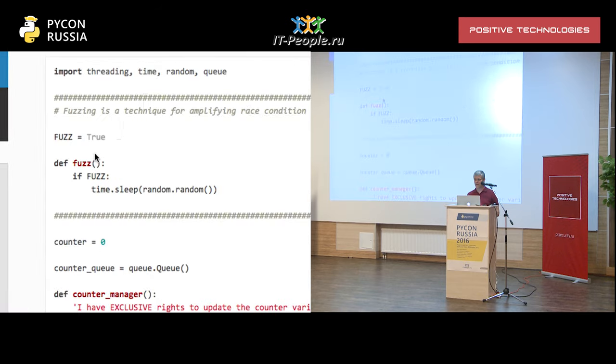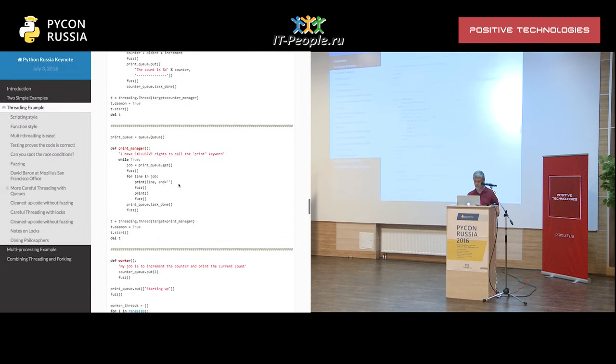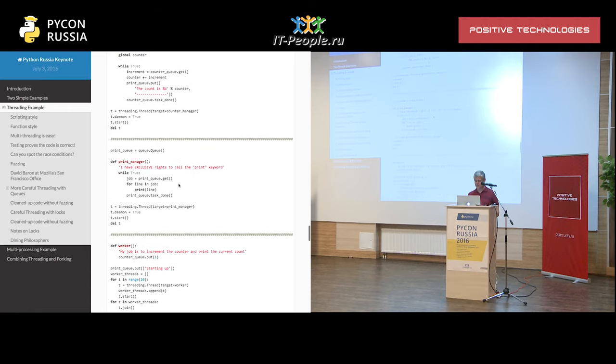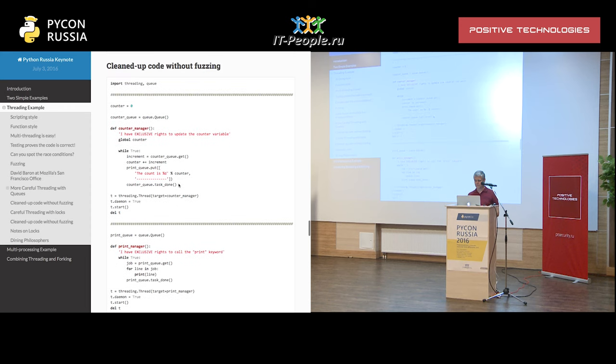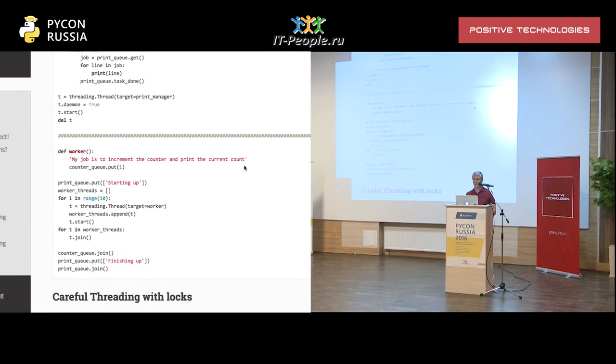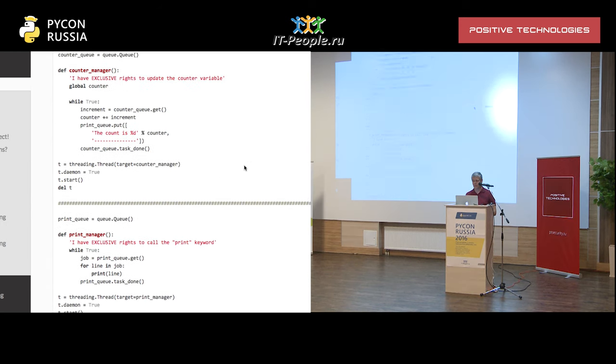Here, I can set fuzz equal to false. It will skip the random sleep and run full speed ahead. And so that's one way to turn it off to get it to run full speed, but to leave it in for debugging purposes. Or you can just clean it up and take the code without fuzzing. So this is the code without fuzzing. Nothing terribly interesting here other than it's the correct solution to the problem.